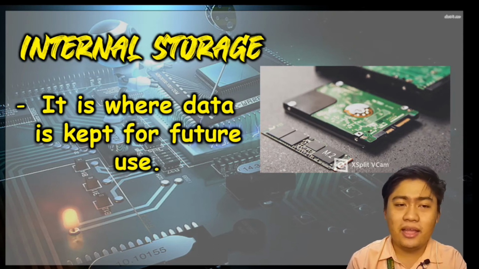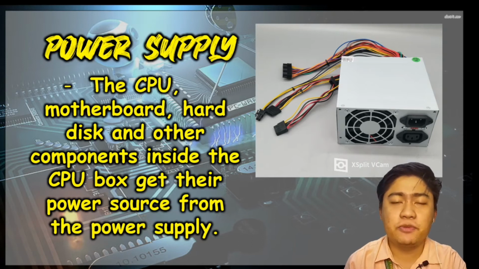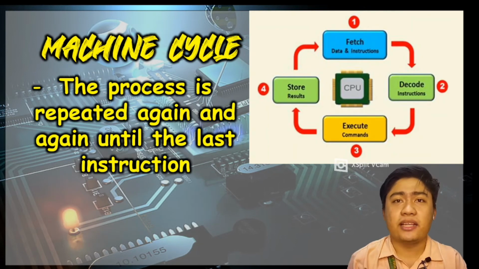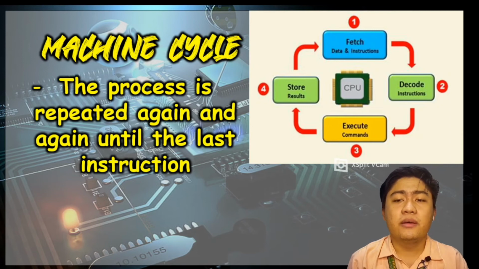And the last one is the power supply. The CPU, motherboard, hard disk, and other components inside the CPU box get their power source from the power supply. Now, let's proceed with the machine cycle. So we have 4 basic steps that the CPU does to process its operation, from fetch, decode, execute, and store. So the process is repeated again and again until the last instruction. This is also called the machine cycle.